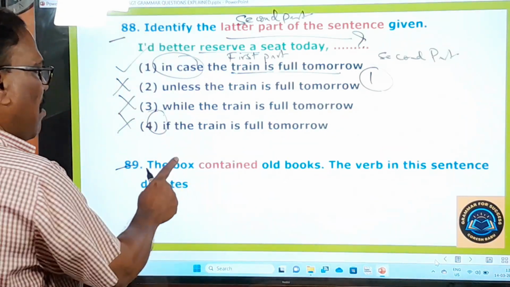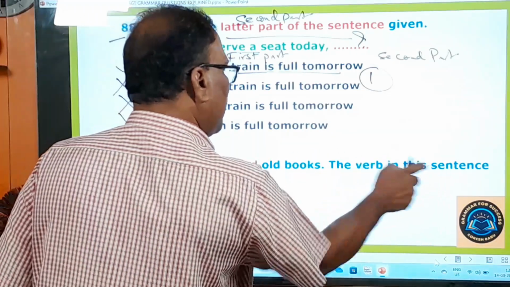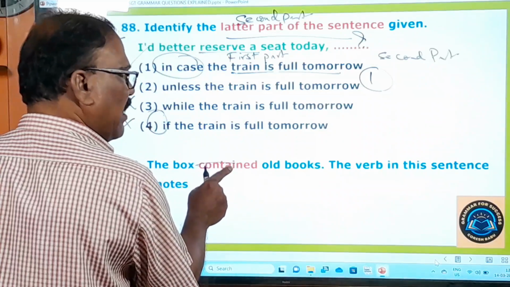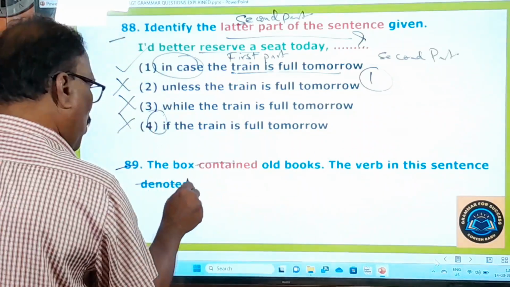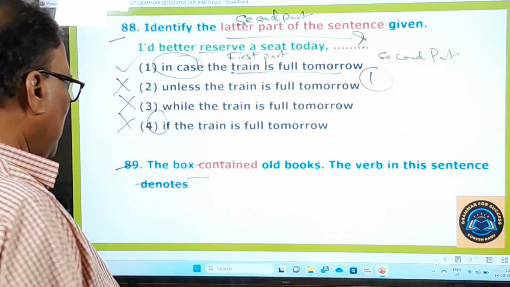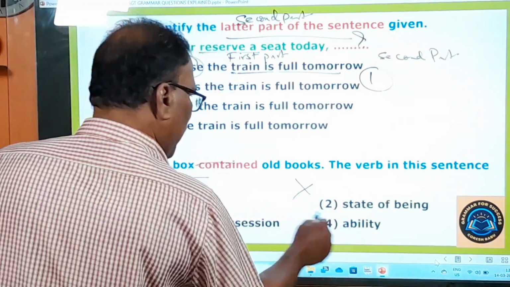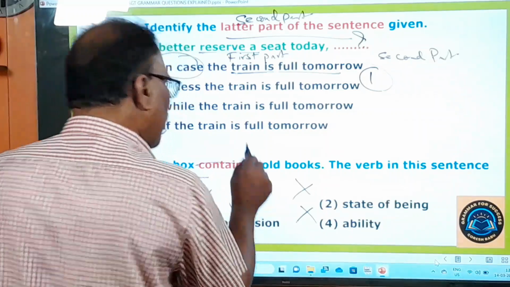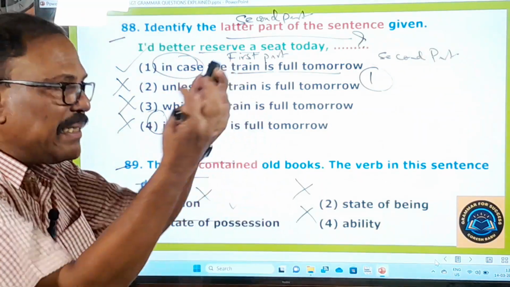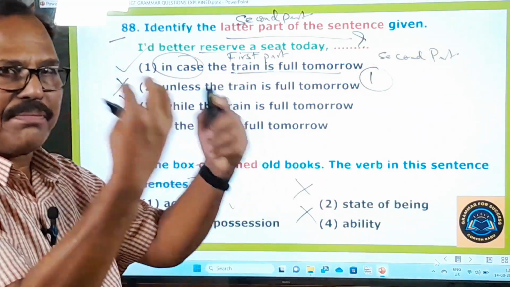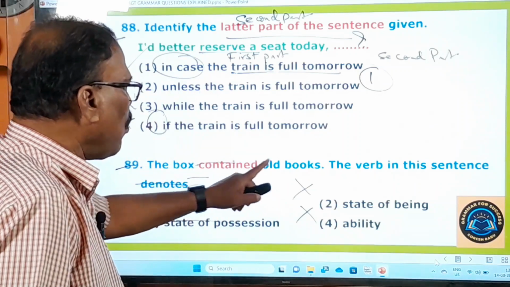89th question. The box contained old books. The verb in this sentence, the verb given in red color, denotes or indicates what? Options are given. Action, no. State of being, no. Ability, no. State of possession. The box contains, it's a possession. The box contained old books.